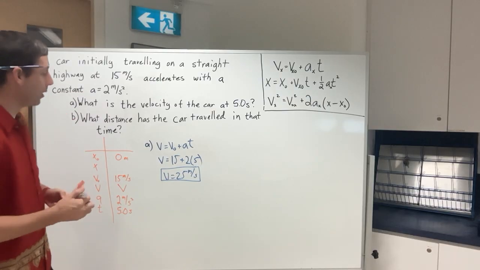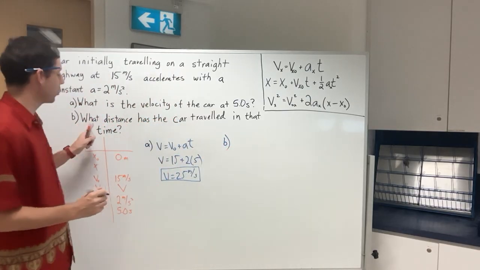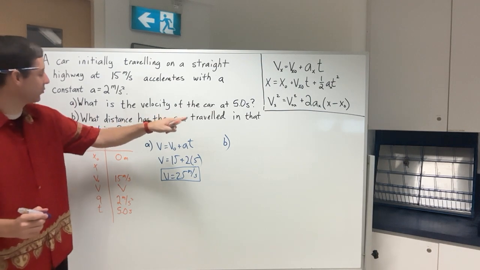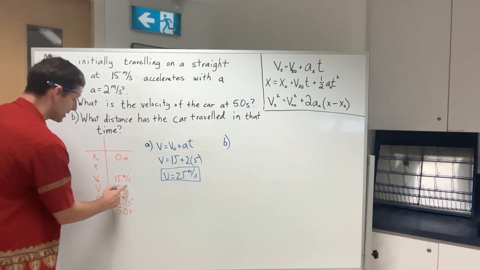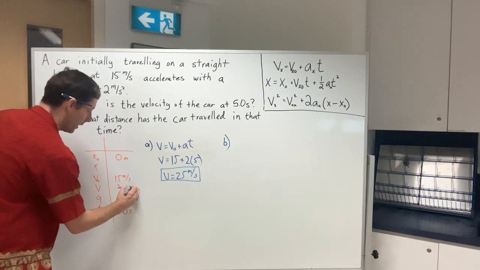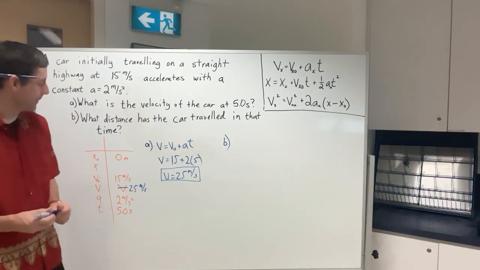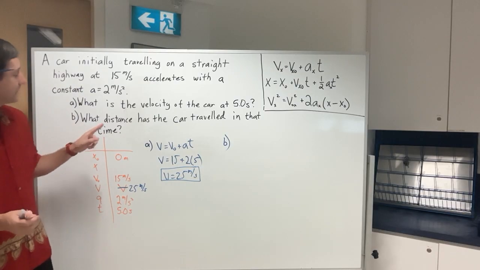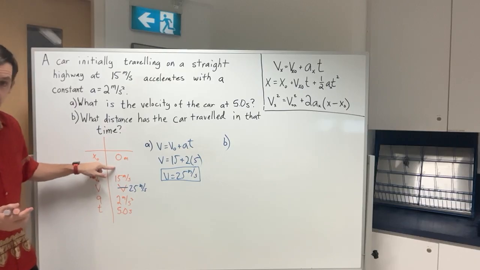All right? Now, let's try letter B. So letter B says, what distance has the car traveled in that time? So actually, I have a new piece of information here. I can actually replace the V with 25 meters per second. All right, so now it's asking me for the distance, and the distance is this one right here.